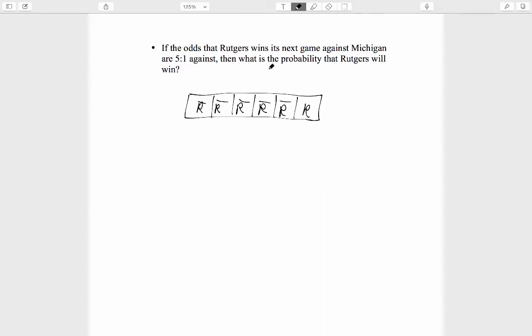So what is the probability that Rutgers will win? Well, it's 1 out of a total of 6. A 1/6 probability of winning.